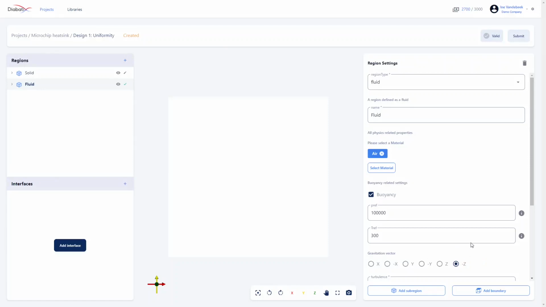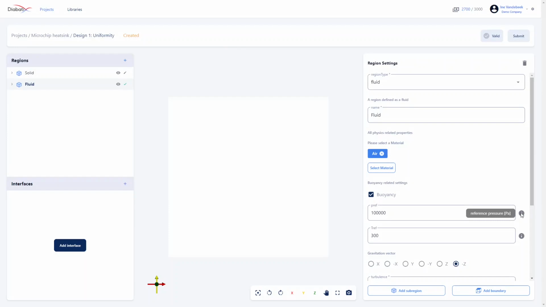Next, also the initial temperature in the specific region, serving as a reference temperature, should be specified in Kelvin. Last, the initial pressure in the specific region should be defined in Pascal and serves as a reference pressure.